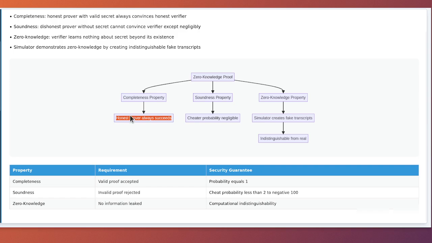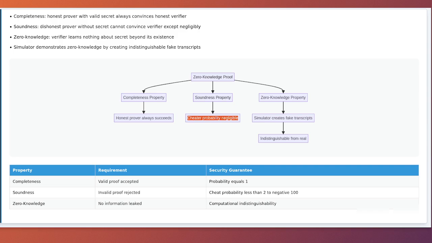The second is soundness, which means that if the prover does not know the secret, they cannot convince the verifier except with negligible probability. A cheating prover who does not actually know the secret has essentially no chance of fooling the verifier. The probability of a successful cheat is typically something like 2 to the negative 100, which is astronomically small. The third is zero-knowledge, which means that the verifier learns nothing about the secret beyond the fact that the prover knows it.